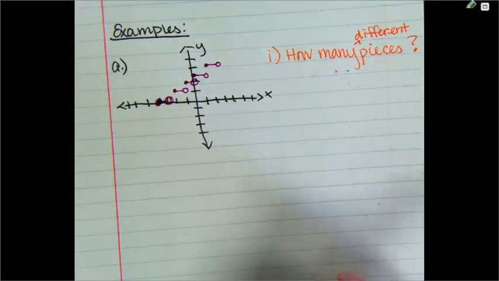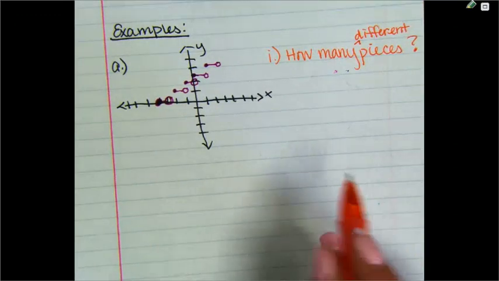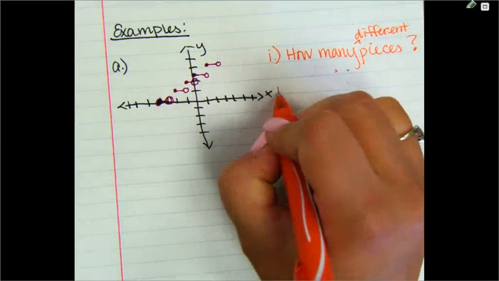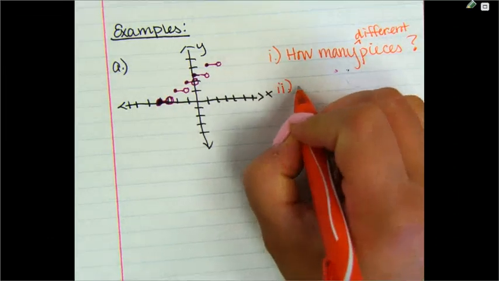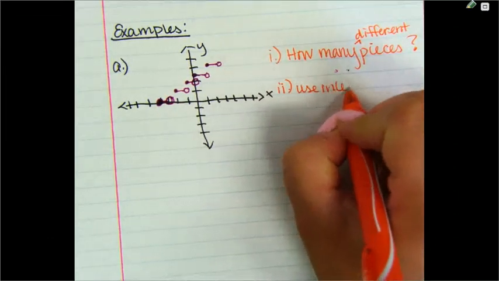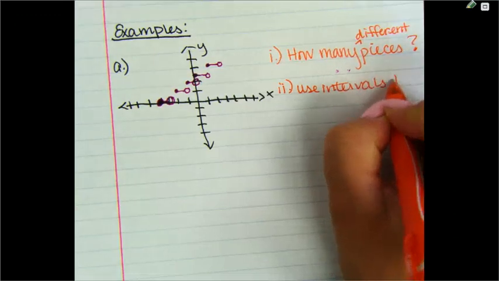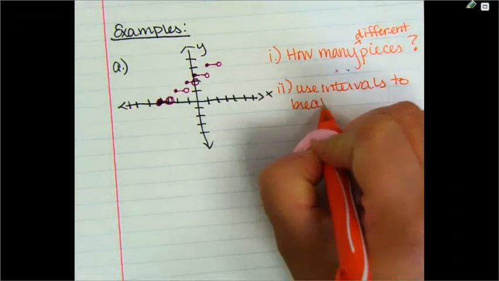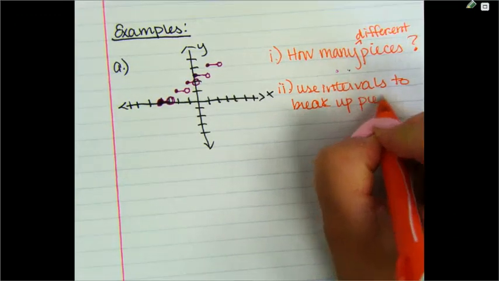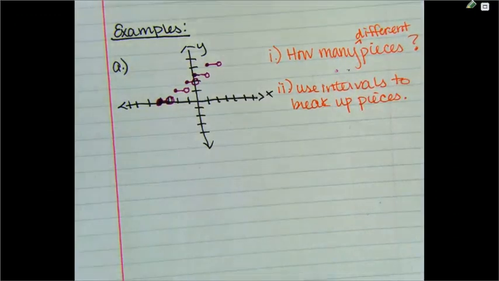The first question we're going to ask ourselves is how many different pieces? And the second question we're going to ask ourselves is use intervals to break up pieces. So first question is how many different pieces? And the second one is use intervals to break up the pieces.